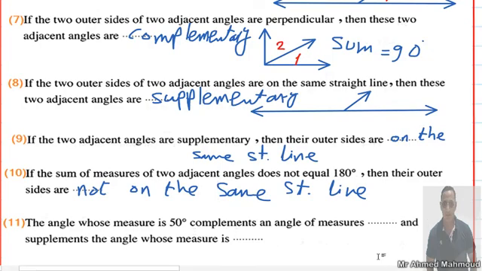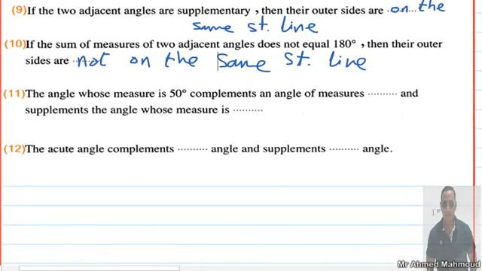The next one: the angle whose measure is 50, its complement is what and its supplement is what? The complement, we are going to subtract 90 minus 50, which is equal to 40 degrees. Then the complement of 50 equals 40. And here the supplement of the angle of measure 50, we are going to subtract 180 minus 50, which is equal to 130 degrees.